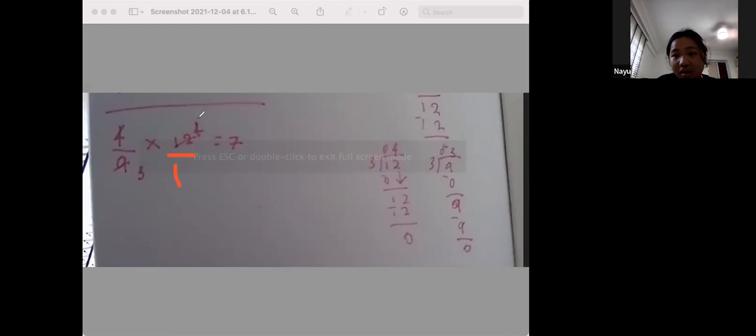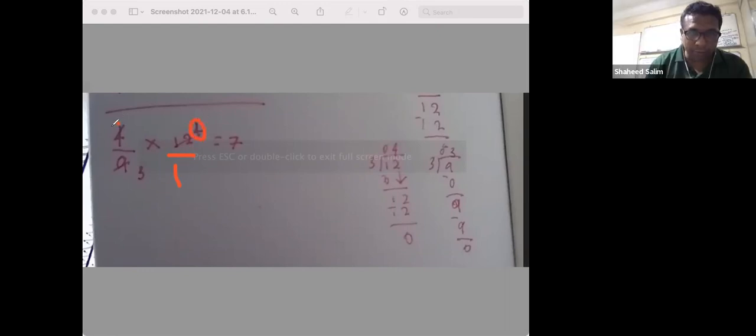4 times 4. You see, there's a 4 here. There's a 4 here. You must times each other. Top times the top, 16. Bottom, 3 times 1, 3. Now you got to do long division like that. 16 divide by 3. 1 cannot divide by 3, you can put a 0 if you want to. 16 cannot, but 15 can. 15 divided by 3, you get 5. And then you minus, remainder 1.